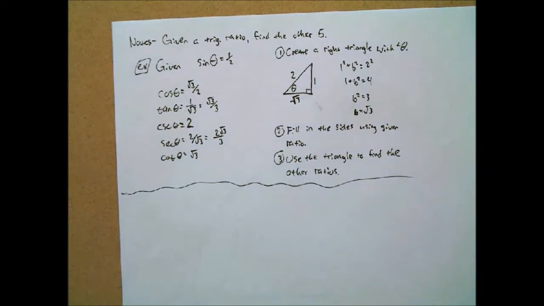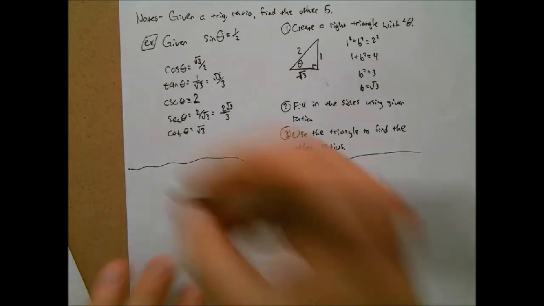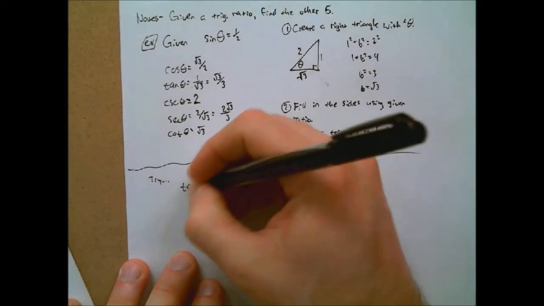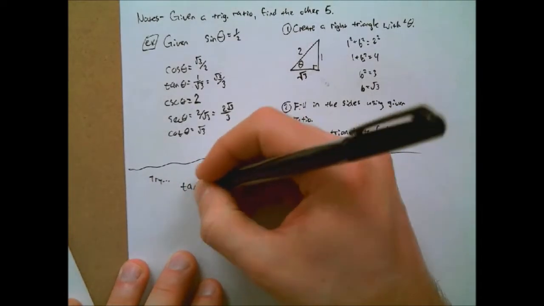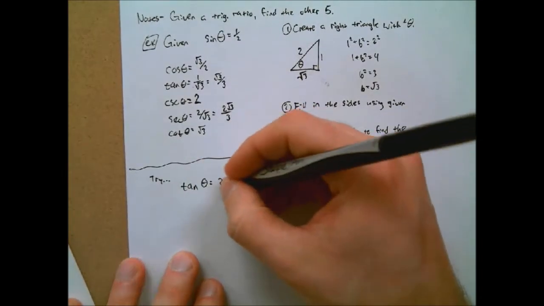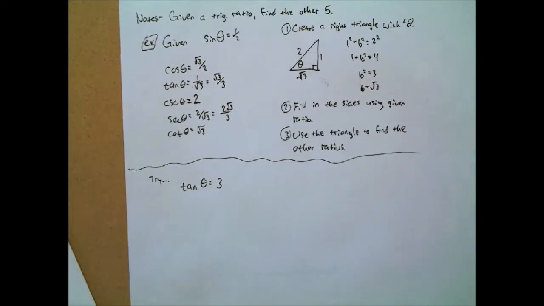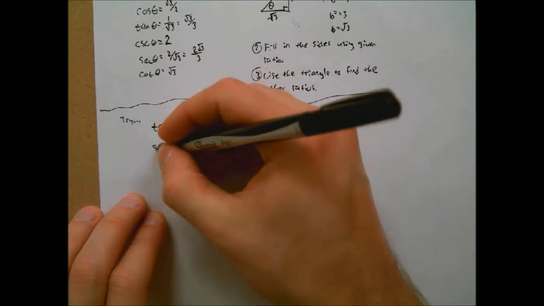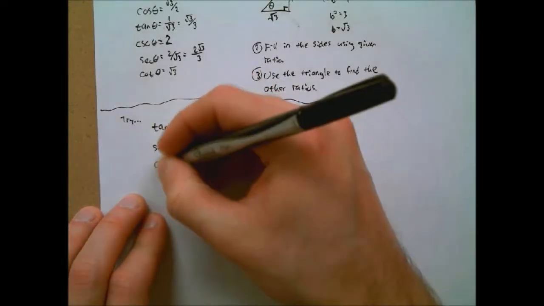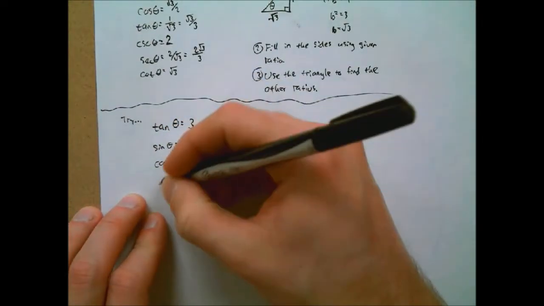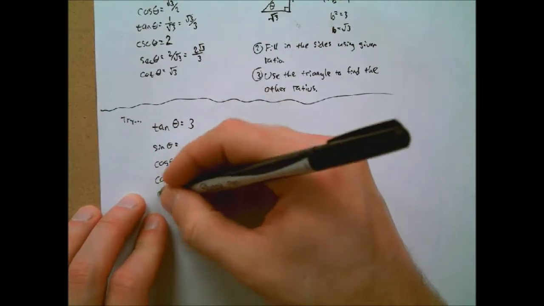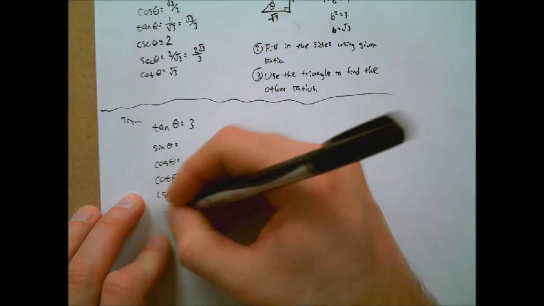All right. So here, let's have you guys try one. Try this one. Tangent of theta is equal to 3. Okay? Tangent of theta is equal to 3. So I want you to find sine, cosine, cotangent, cosecant, and secant.